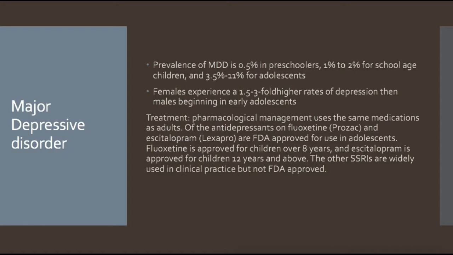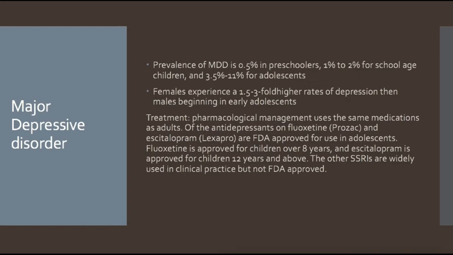As far as the treatment goes, pharmacological management uses the same medications as adults for the most part, the antidepressants. Fluoxetine and escitalopram, or Lexapro, so fluoxetine is Prozac, escitalopram is Lexapro, are the FDA approved for use in adolescents. Fluoxetine is approved for children over 8 years old, and escitalopram is approved for children 12 years and above. The other SSRIs are also widely used but not FDA approved. So sometimes a common testable point is what are the FDA approved drugs for a particular population?